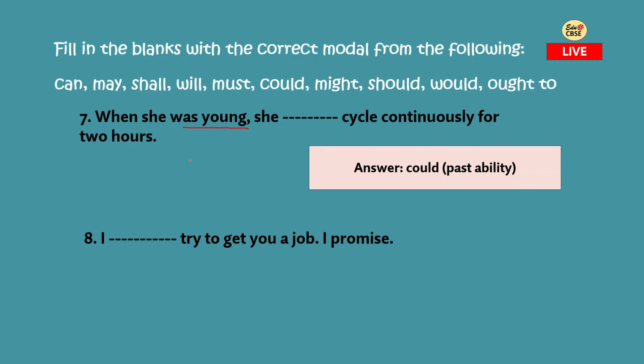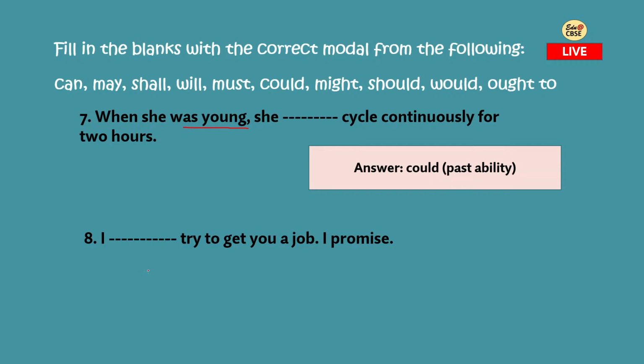Arnav, but you are writing would. In which sentence? If it is the seventh sentence, when she was young, she would cycle continuously for 2 hours. No, would is not correct in this case. Would is the past tense of will and it is not telling us anything about the ability of the person. So what the person was able to do when the person was young, that is ability, that is not would.